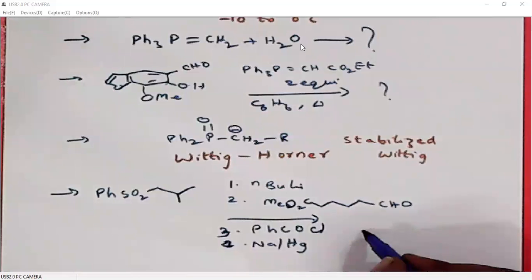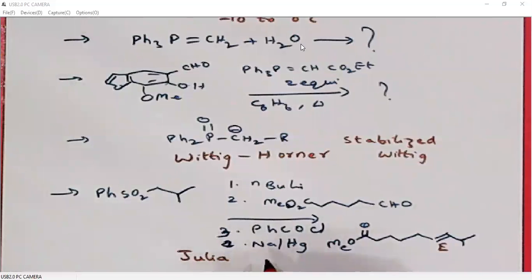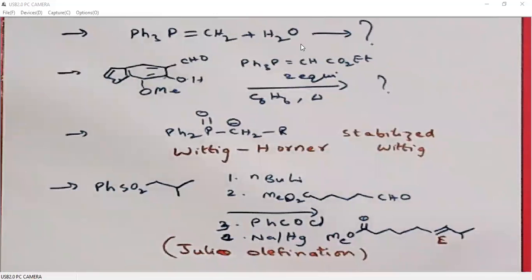So the product here is the E double bond. In this case we don't get any Z double bond. So this is what is called Julia olefination. Here we don't get any cis double bond. We get the trans double bond only.